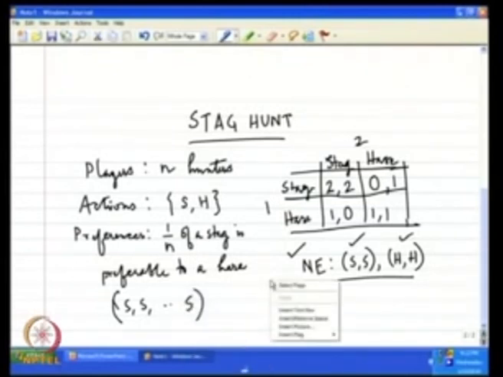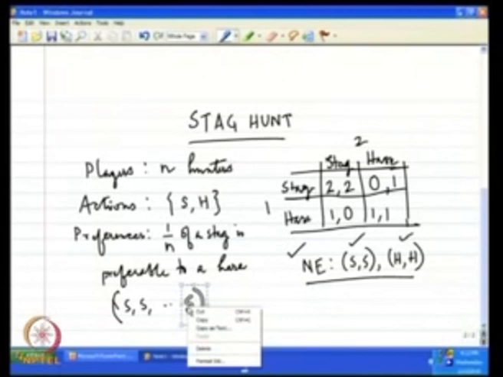To see that, what we need to do is to see if there is a profitable deviation from this. What is meant by profitable deviation is that from this action profile, can someone deviate and be better off? Now, deviation in this particular game can be only of one type. If everyone is going after the stag, then you can deviate and go after catching a hare. Obviously this is not profitable, because if one goes after a hare, he gets a hare, but getting a hare is worse than getting one nth of a stag, which is happening if everyone goes after the stag. So this is a Nash equilibrium.